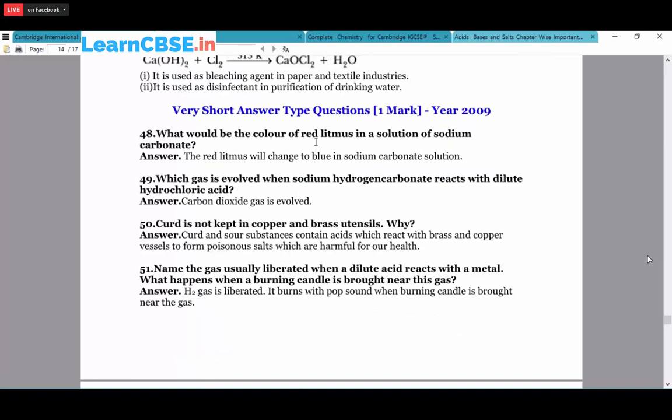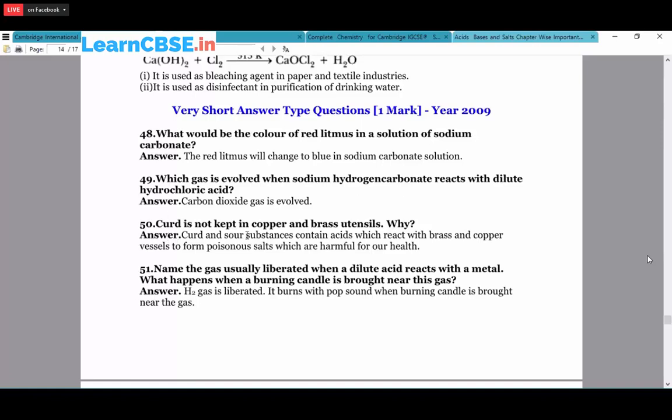So what would be the color of the red litmus in a solution of sodium carbonate? Sodium carbonate is basic in nature, so the red litmus will change to blue in the sodium carbonate solution. Which gas is evolved when sodium hydrogen carbonate reacts with dilute hydrochloric acid? The carbon dioxide gas is evolved because the carbonate will give carbon dioxide gas.